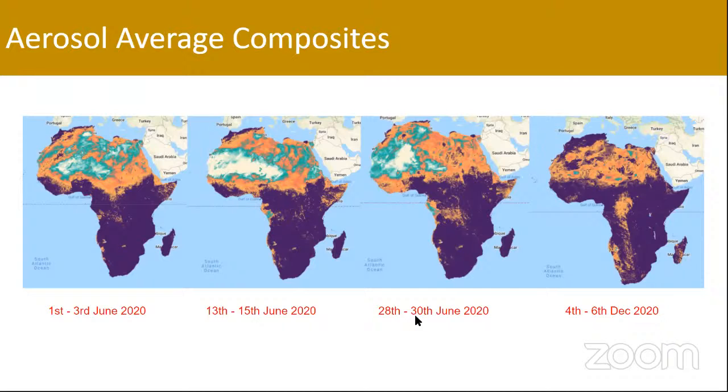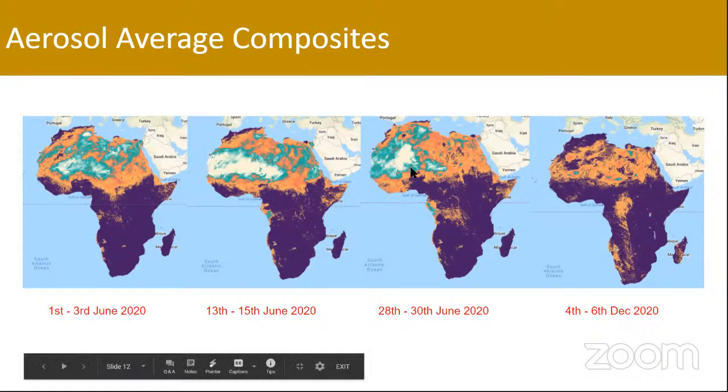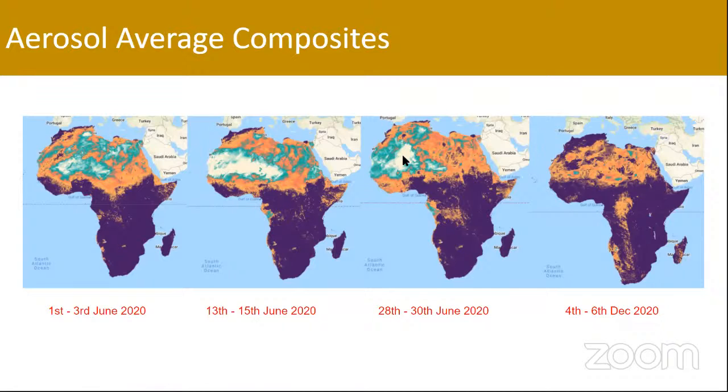Then from 28th to 30th June, you can see that the movement has actually shifted to the western part of the Sahara Desert. And I'm sure if I had captured images around or over the Atlantic Ocean, we would have seen the concentration of aerosol there.